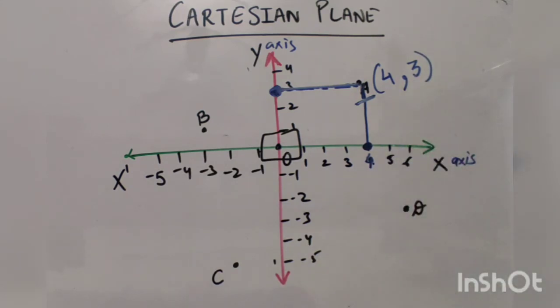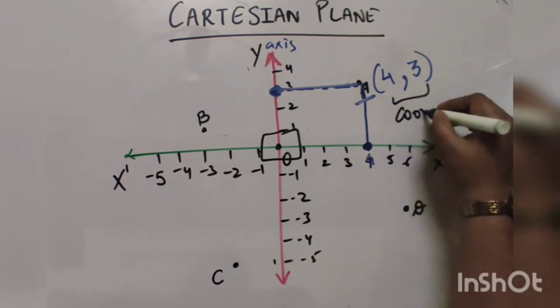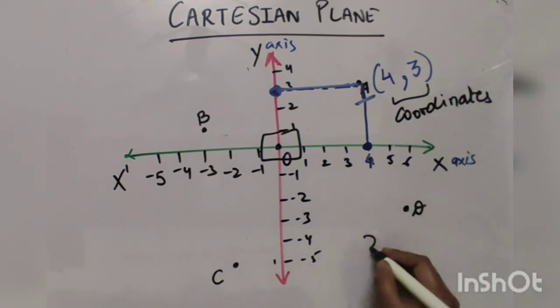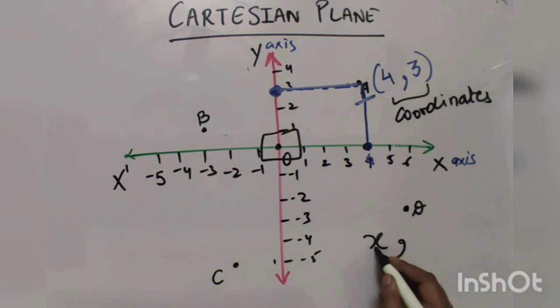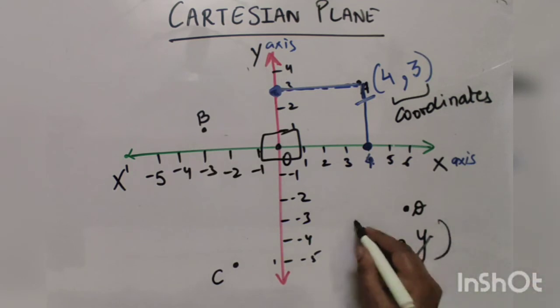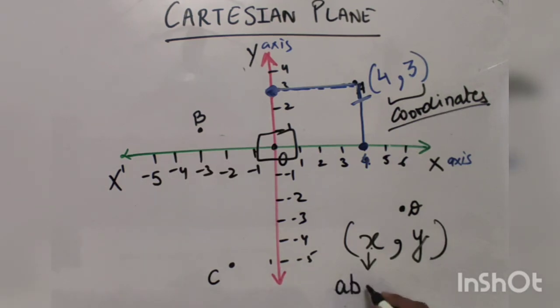So what do we call them? We call them together coordinates. The x coordinate will be written first and the y coordinate will be written second, and together we are calling them coordinates. And they have their own names: x is known as abscissa and y is known as ordinate.